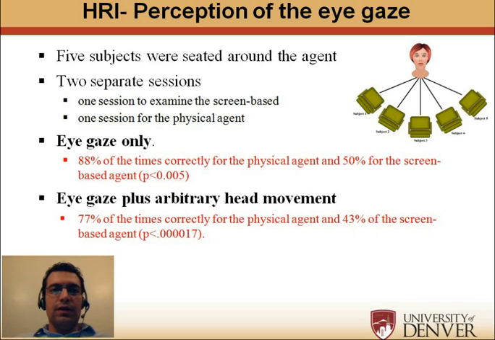Here is a video of a robotic head we developed. I hope you like it.